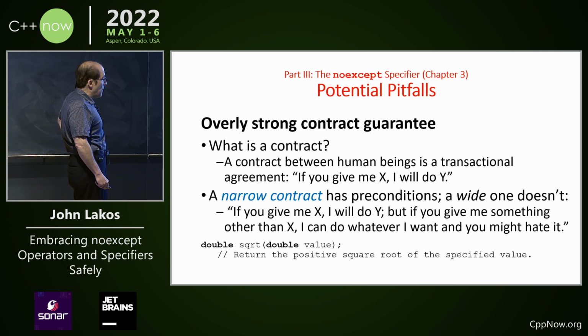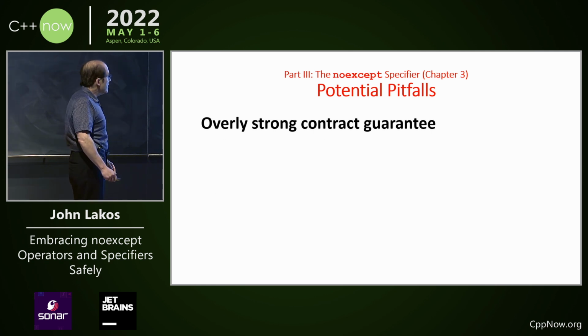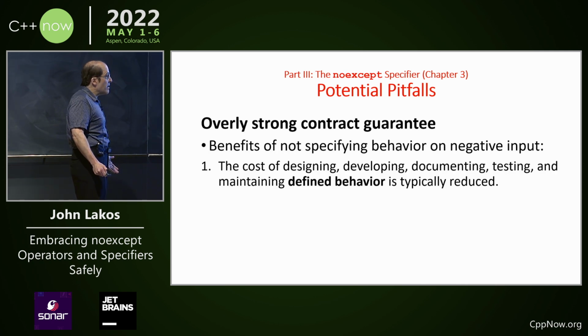Here we go. Return the positive square root of the specified value. The behavior is undefined unless value is non-negative. That's a contract. The first one is what it will do, and the second one is the preconditions. It's phrased that way because that is how we aggregate preconditions. Okay, overly strong contract.